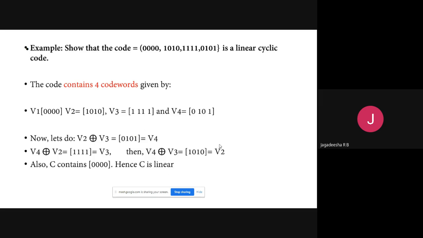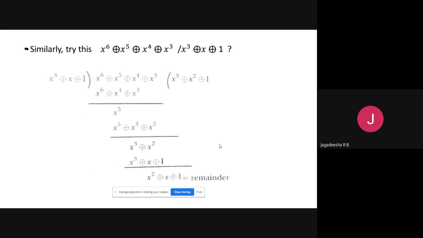You are multiplying that x cube to all those terms, and you get the second line, x power 6 plus x power 4 plus x power 3, right? So that is how. First you are multiplying x cube to all the three terms, basically x cube multiplied by x cube plus x plus 1. So you get x power 6 plus x power 4 plus x cube. Okay, then you do the subtraction.